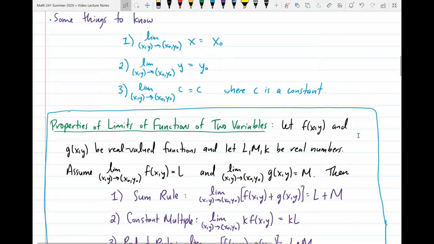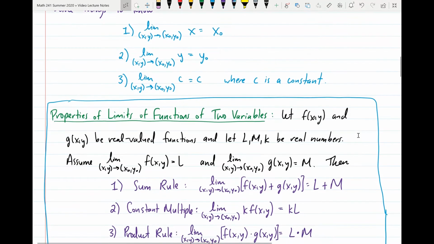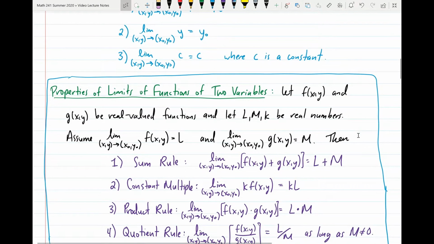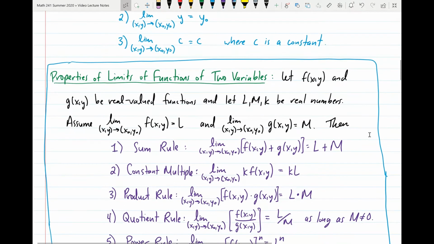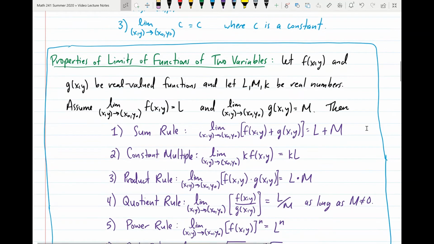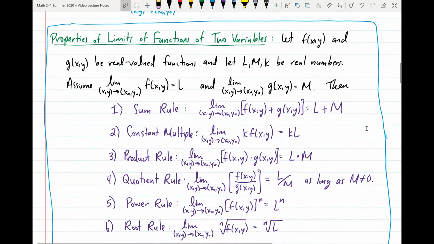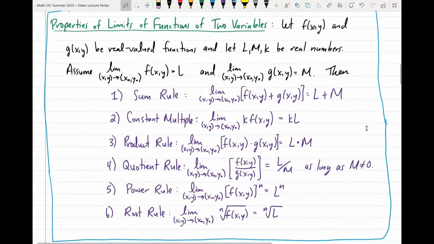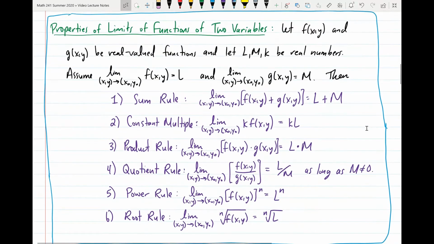So now that we've given the definition of the limit, let's start talking about properties of limits for functions of two variables. So there's a giant list here. I am actually going to go through each one of the properties and just mention it.